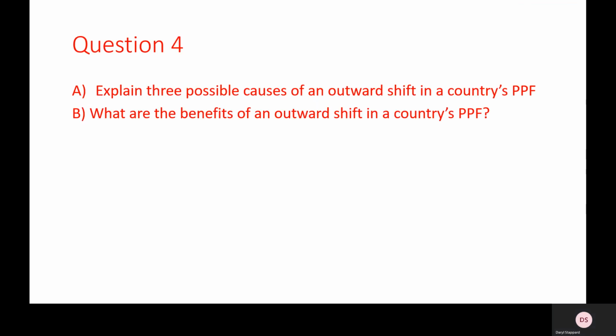Right. What I would now like to do, please, again, is to pause and to think about these questions here. So please write down these questions and the answers. A, explain 3 possible causes of an outward shift in a country's PPF. And then B, what do you think are the main benefits for a country of an outward shift in its production possibility frontier? Right, please hit pause, and once you've put down your answers, hit play.